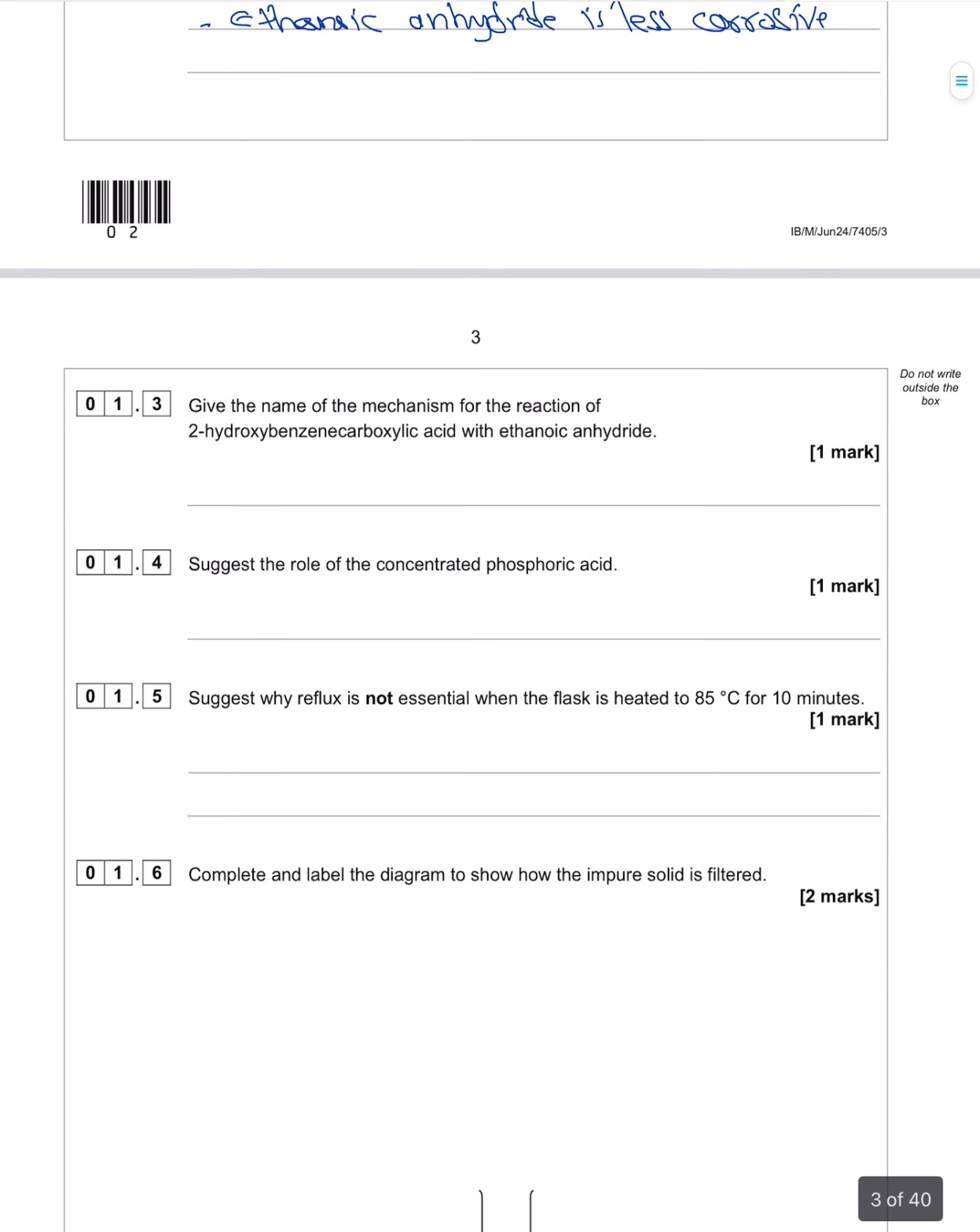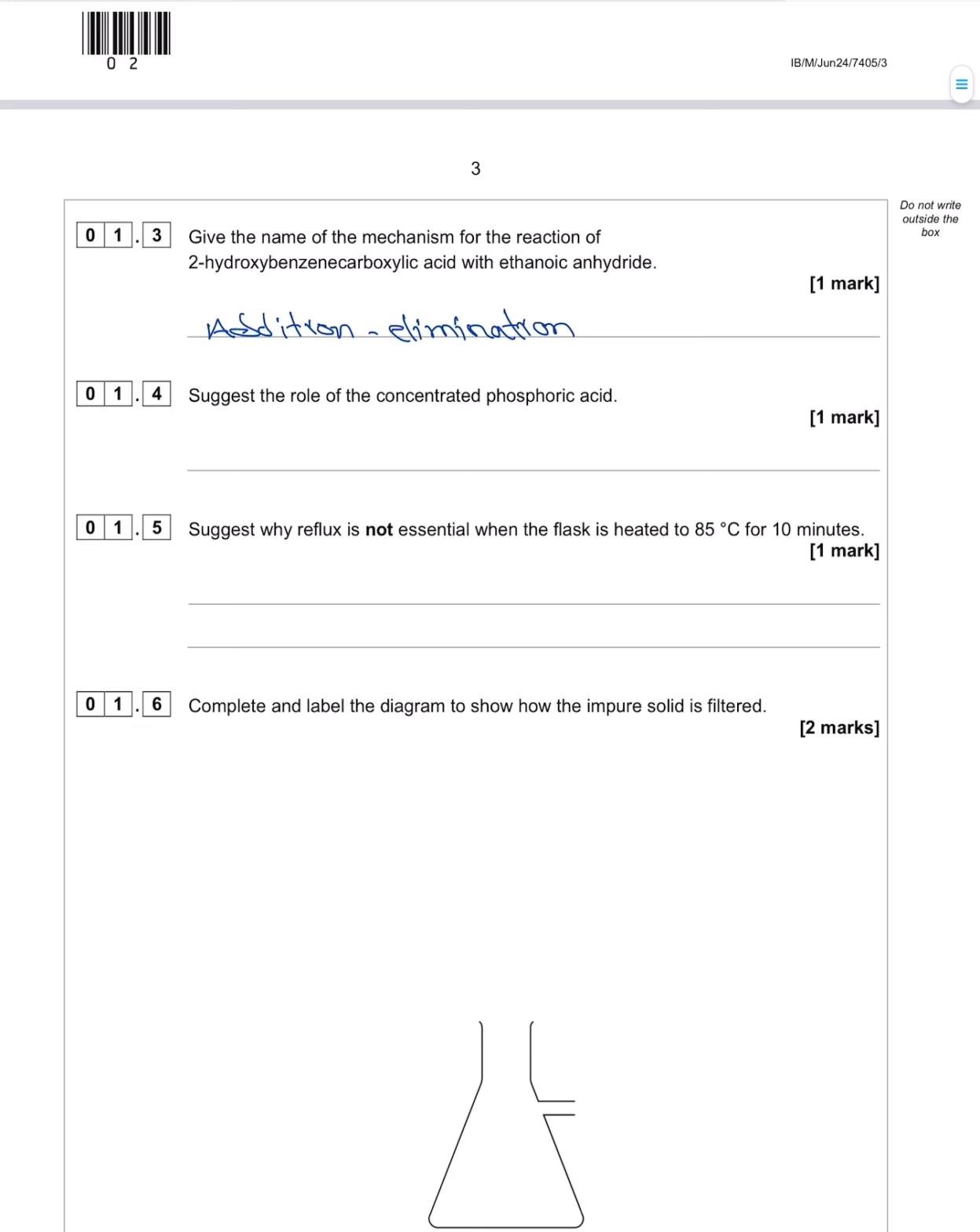And then they want you to give the name of the mechanism for the reaction between the 2-hydroxybenzoic acid and ethanoic anhydride. This is one of the acid derivatives reacting with an alcohol or with a nucleophile. So this is going to be the addition elimination reaction. You can say also nucleophilic addition elimination or simply addition elimination reaction.